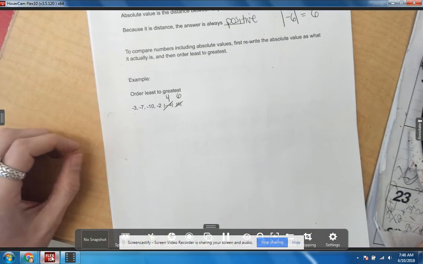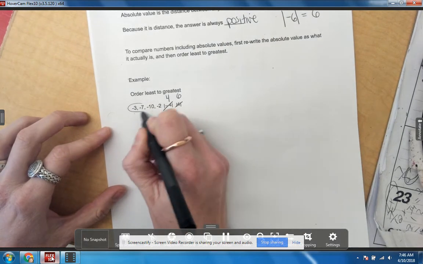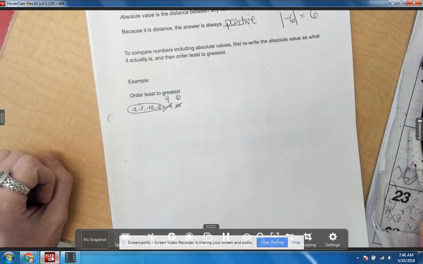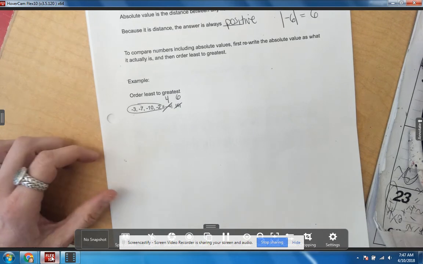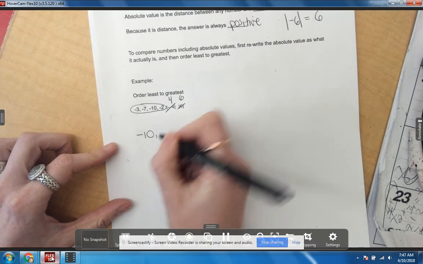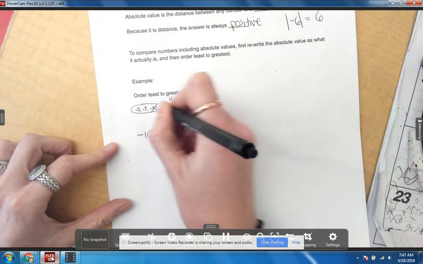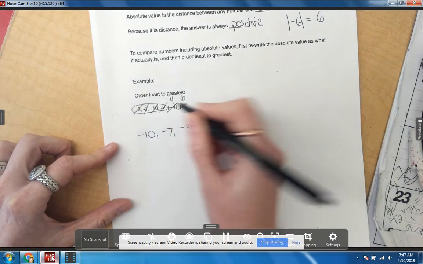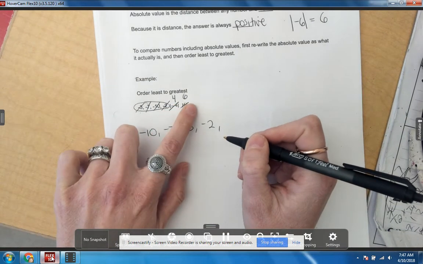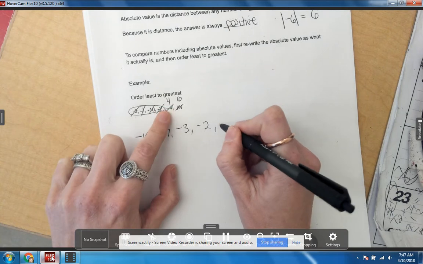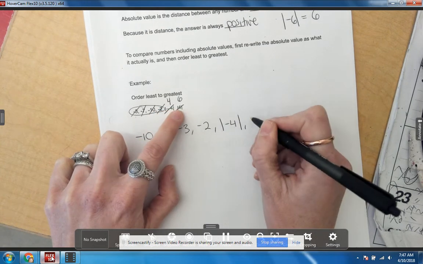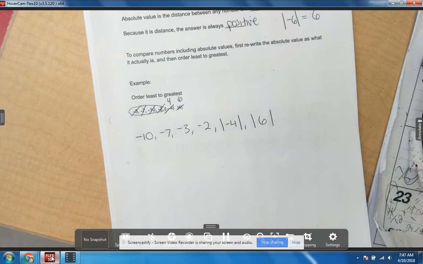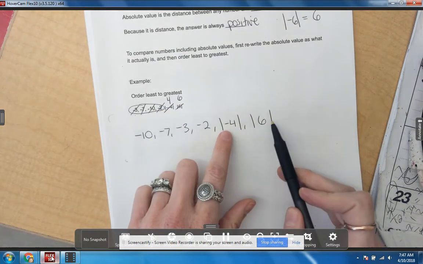So if we're going least to greatest, we want to start with our negatives. So these are all of our negative numbers. Remember, when you're doing your negatives, the bigger it looks, the smaller it actually is. So -10 would be the smallest, followed by -7, and then -3, -2, and then +4 and +6, but you write the originals. So +4 really looks like this, and +6 really looks like that. Okay, so you make your absolute values into the positive numbers that they are, and then you order least to greatest. But when you order least to greatest, you have to write what it originally looked like.